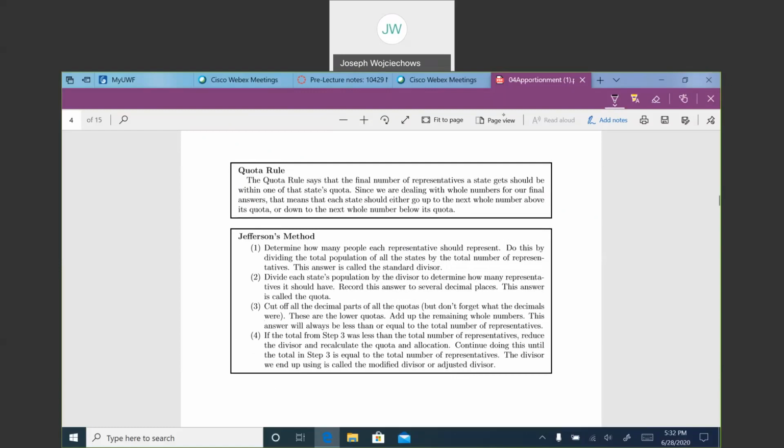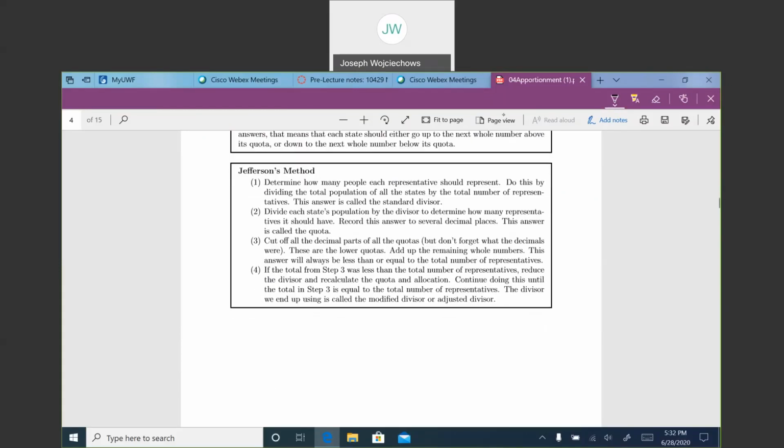So our next method is Jefferson's method. In Jefferson's method, we determine how many people each representative should represent, and we do this by dividing the total population of all the states by the total number of representatives. This answer is called the standard divisor in this case, as opposed to just divisor. Divide each state's population by the divisor to determine how many representatives it should have. Record this answer to several decimal places. This is called the quota again.